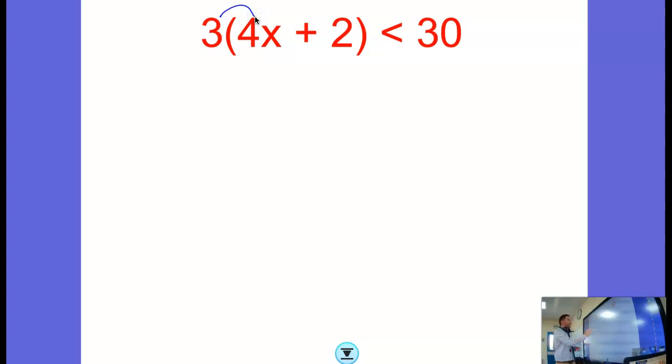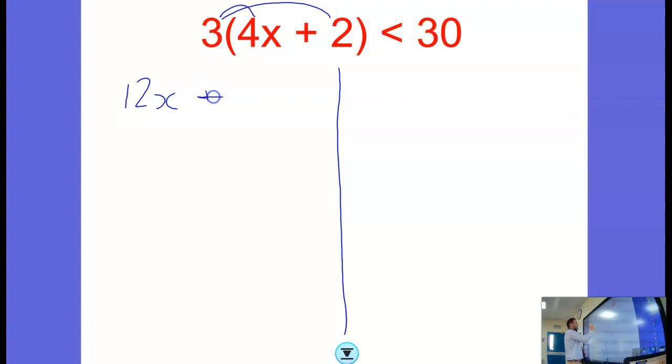So, method 1 here, I'm going to multiply out the brackets first. 3 times 4x is 12x. 3 times 2 is 6. Less than 30. Now, the method for this is exactly the same as solving equations. Just, instead of an equals, we have an inequals, an inequality. So we've got less than in there. So 12x plus 6, less than 30.